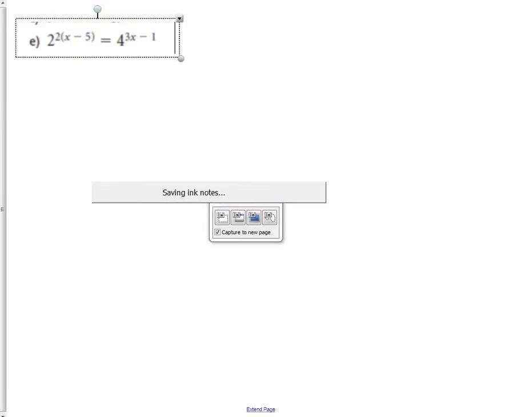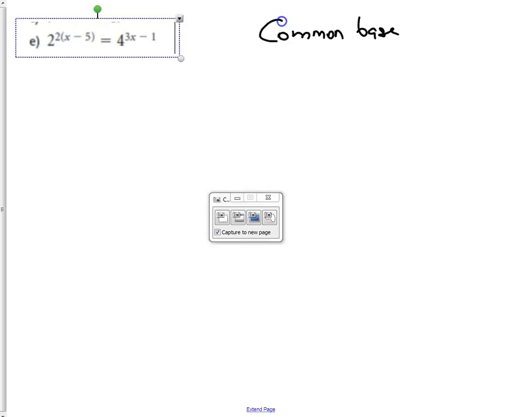So 2 to the 2x subtract 5. Notice the brackets there. Okay, so what we want to start with is a common base, which will always be the smallest base. Or, in this case, one of the bases is the common base, which would be 2. So, we know that 4 is 2 squared. So that means that we can replace 4 with 2 squared.